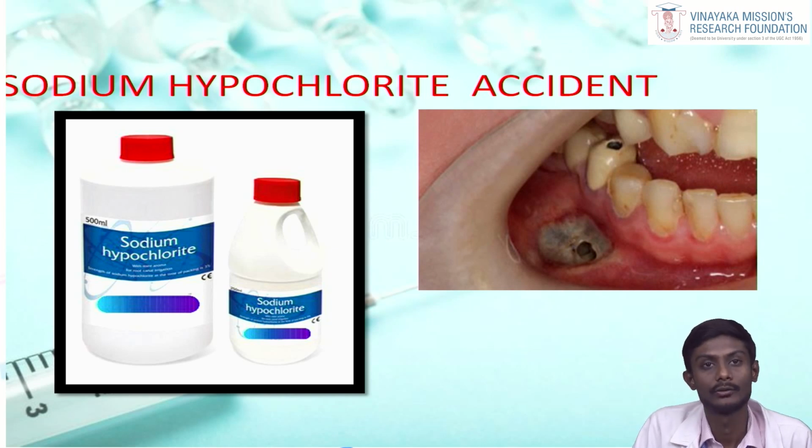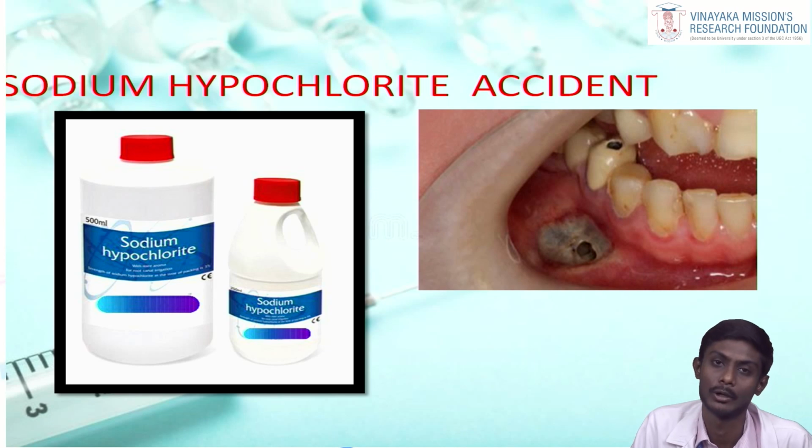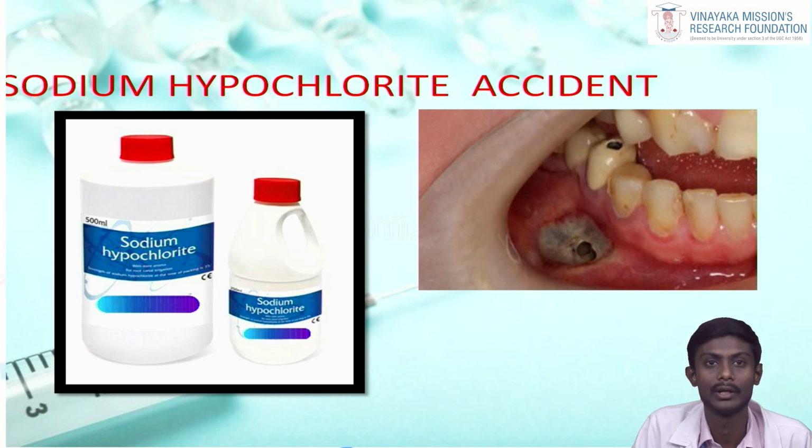The main reason for the sodium hypochlorite accident is its excellent tissue dissolution property and its antimicrobial property, because of its increased pH, that is a pH of about 11, which causes excellent tissue dissolution and causes necrosis of the periapical tissue when extruded beyond the root canal spaces.